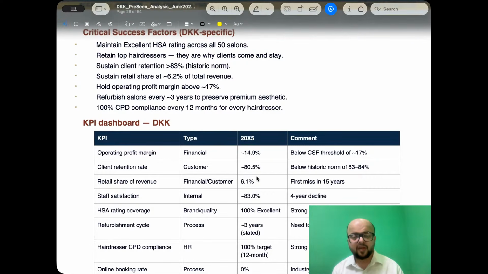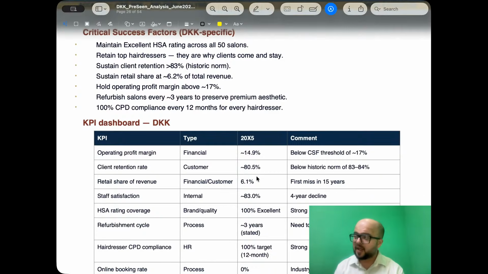Make it greater than 83% based on the trends. Then sustain retail share. It has dropped. Keep it at 6.2% or take it above. Hold the operating profit margin above 17%. Refurbish salons every 3 years to preserve the premium feel and the aesthetic.